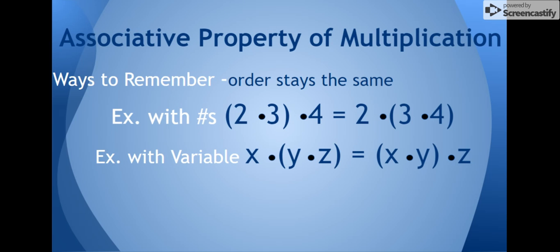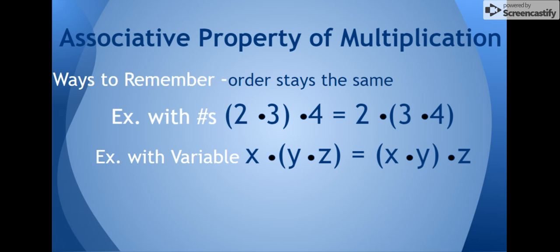So associative property of multiplication is going to be the same thing, but instead with multiplication signs. So it's 2 times 3 in parentheses times 4, and then 2 parentheses 3 times 4 with the 3 and the 4 in the parentheses. And then there's an example with variables. So remember, the order stays the same.